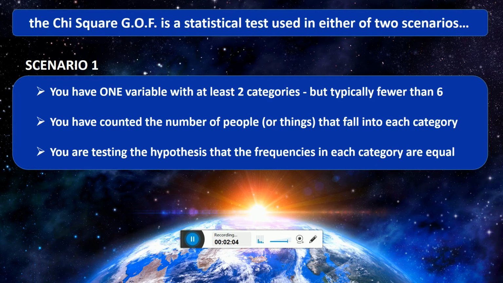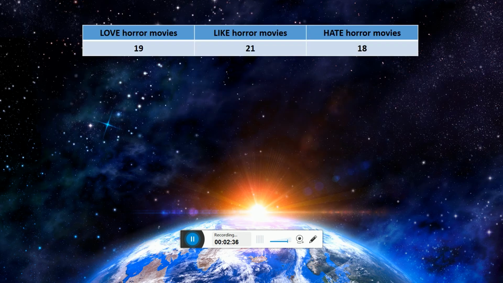The second thing is you have counted the number of people or things that fall into each category. Because sometimes we do research on animals, or we might do it on cultures in a petri dish, so we can't always say that we're counting people. And then finally, you are testing the hypothesis that the frequencies in each category are equal. Now, this may not make a lot of sense to you without an example. So let's look at an example.